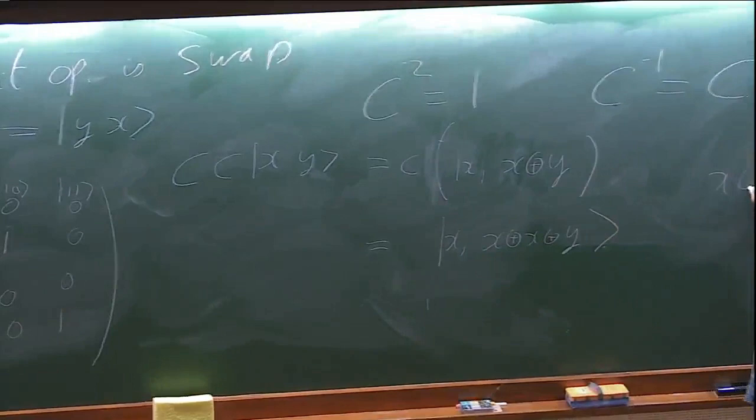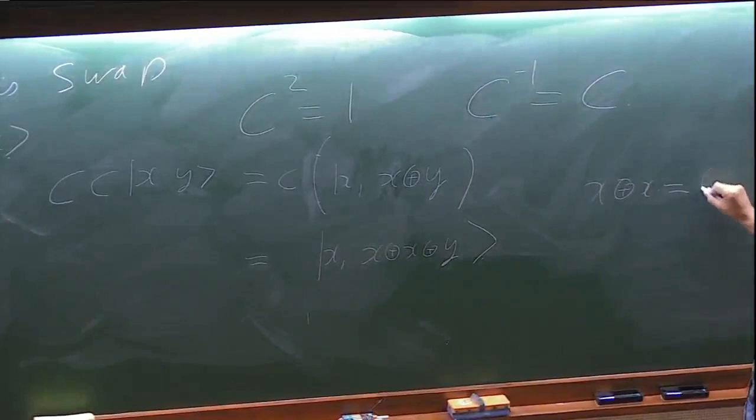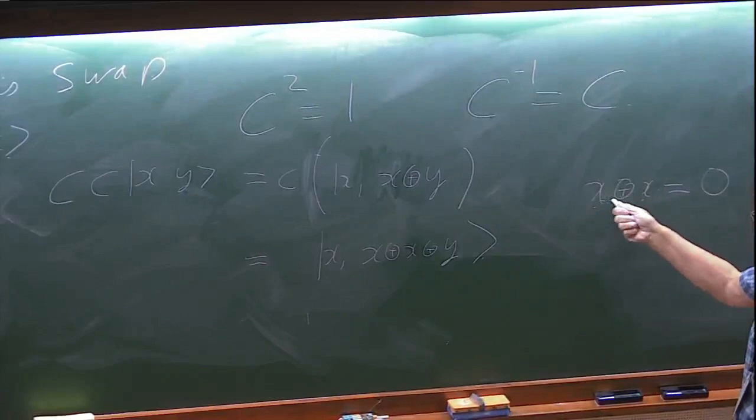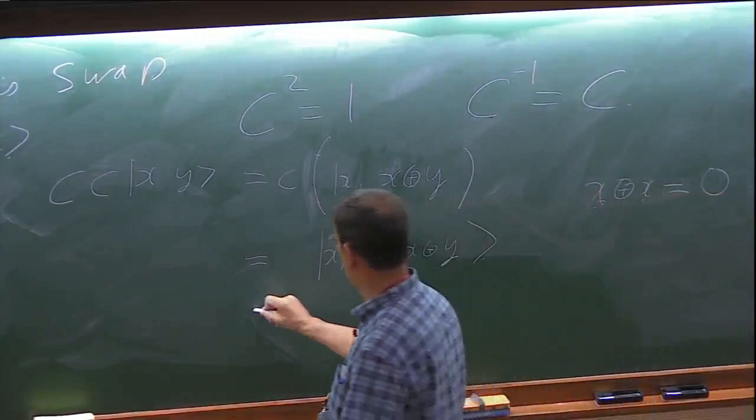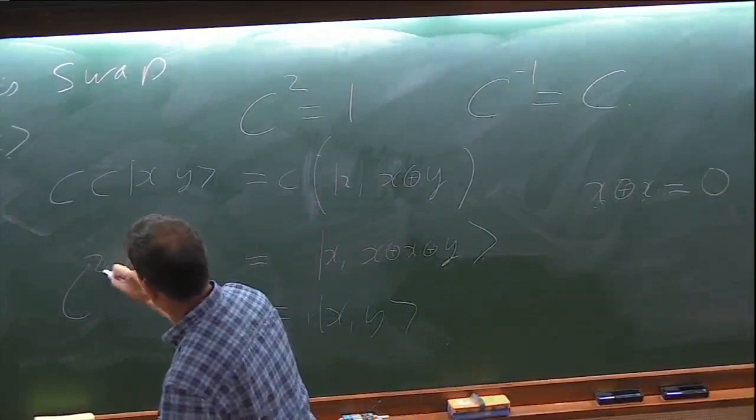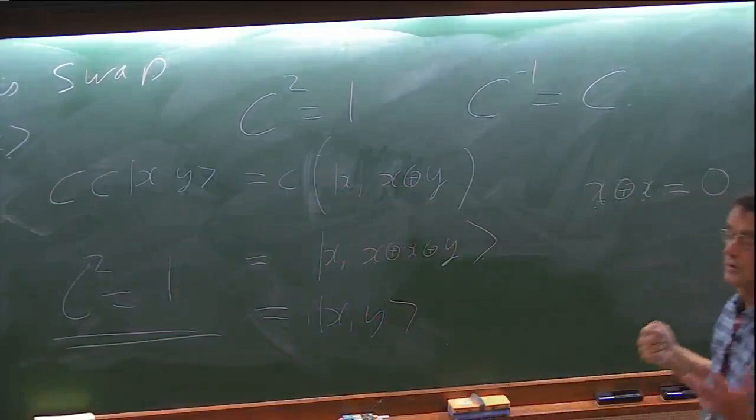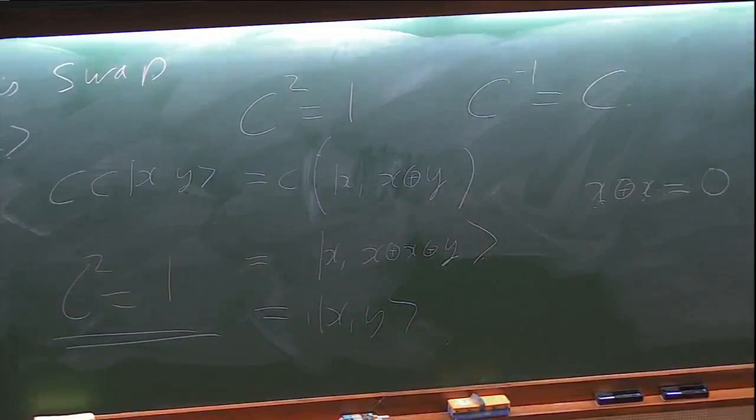But X plus X bitwise is always 0. Because either they're both 0, in which case it's obviously 0, or they're both 1, but 1 plus 1 is 0 modulo 2. So this is just X, Y. So C squared is equal to 1. So this is a reversible generalization of the exclusive OR gate. The last thing I want to say then about these classical gates, remember we're having to talk about reversible gates.